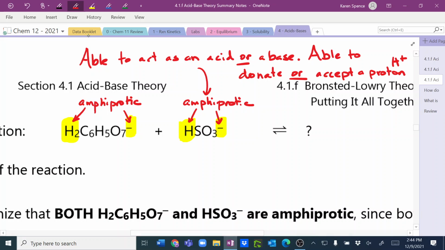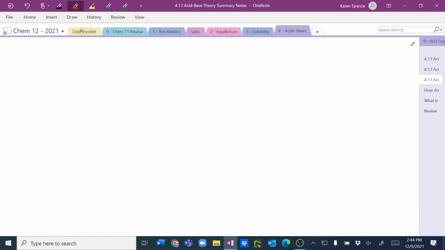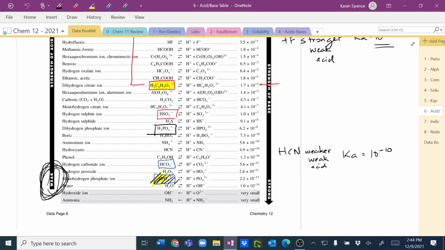We can use our data table. Yes, we can. So let's go look at our data table. We'll bring that back in a minute.